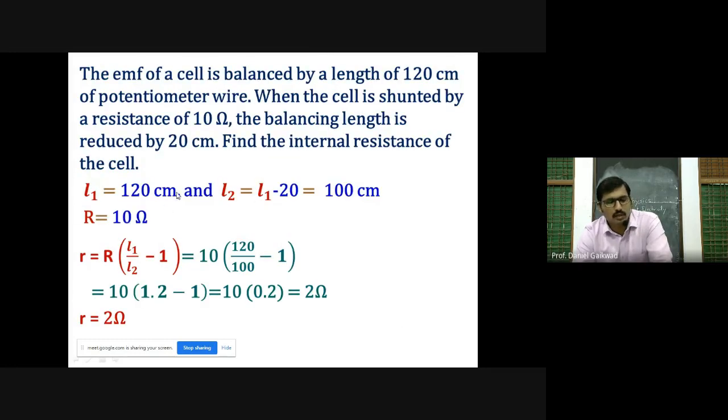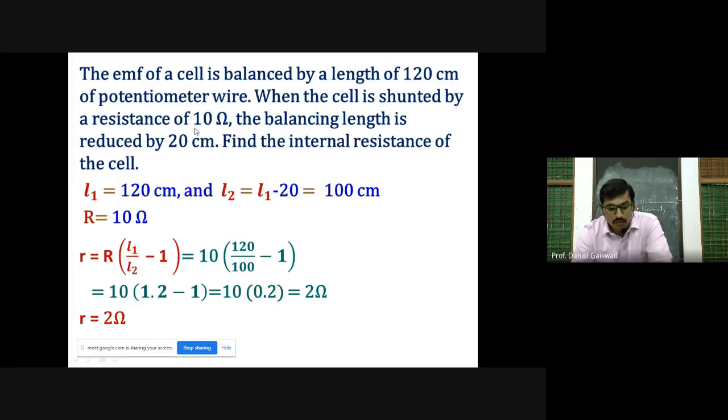Okay. Similarly, we have a very easy problem. The EMF of a cell is balanced by a length of 120 centimeter of potentiometer wire. When the cell is shunted by a resistance of 10 ohm, the balancing length is reduced by 20 centimeter. Find the internal resistance of the cell. Now check carefully. Length L1 is given as 120 centimeter. When the cell is shunted by resistance 10 ohm, the balancing length is reduced by 20. So we have initial length 120.